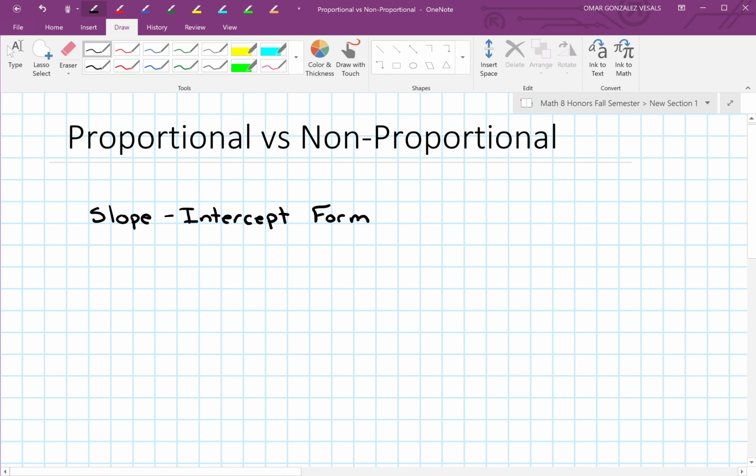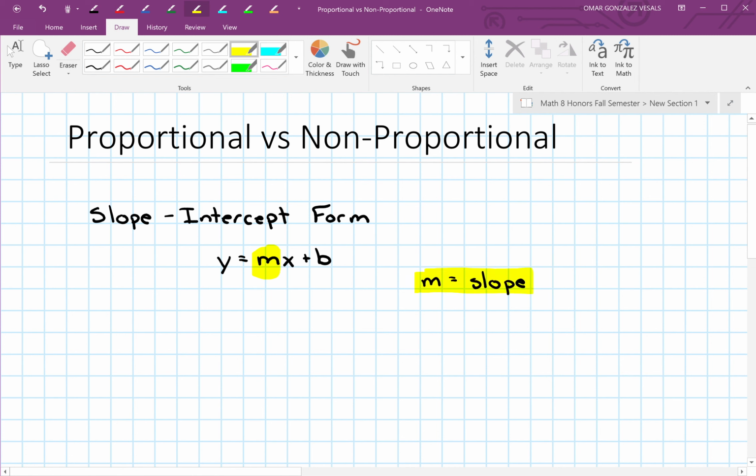Does anybody know what slope-intercept form is? Remember it from yesterday? It's not y equals kx. It is y equals mx plus b. Okay. Let's find out what everything stands for. This is the most important part of the equation. M represents your slope. So M, guys, represents your slope.